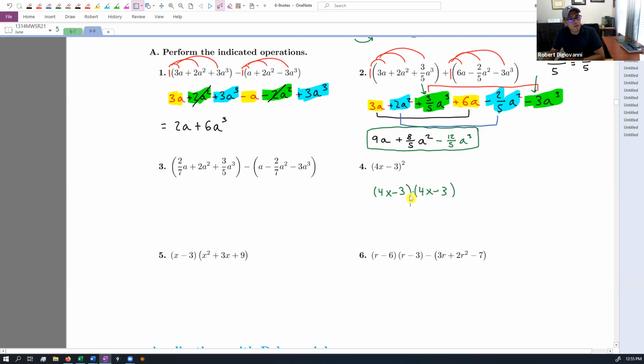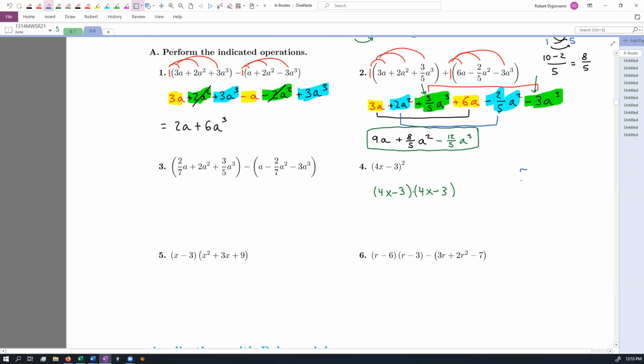Does anyone who kind of knows how to do this want to share their explanation of how to multiply these together? You would FOIL them out. So you would do like 4x times 4x and then 4x times -3 and then so on. You said FOIL, right?